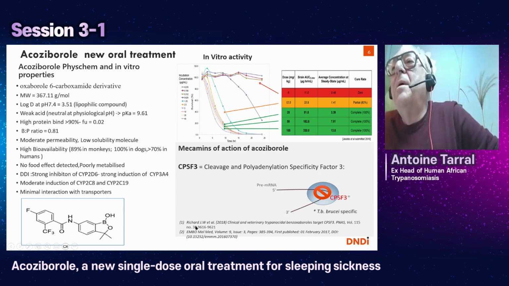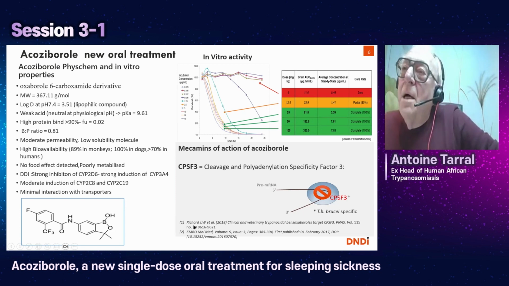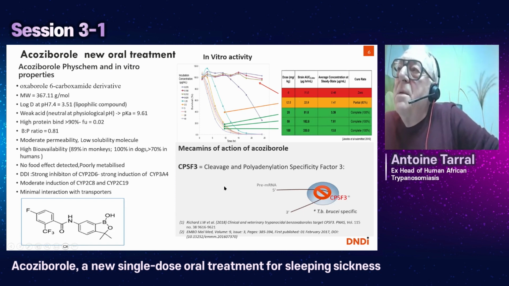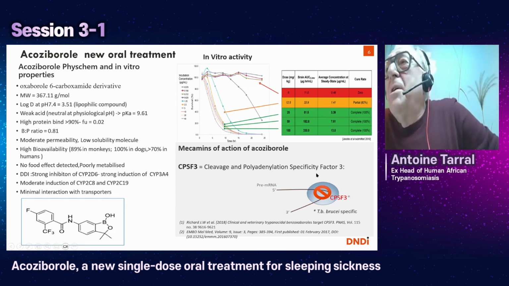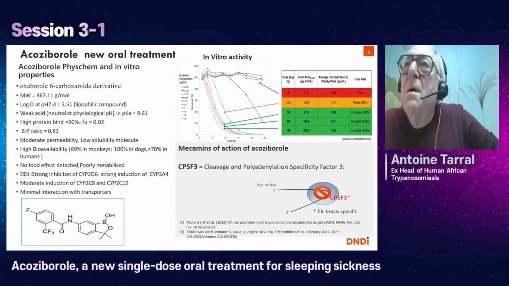And recently also, Richard has published the mechanism of action of this compound. This T. brucei specific activity works by the blockage or the cleavage of CPSF3, which is the elongation factor of the RNA, and blocks the survival of the parasites. And this is so specific to T. brucei, and some other publications have been issued giving us good hope that there will be very low resistance of the parasite to this compound in the field.